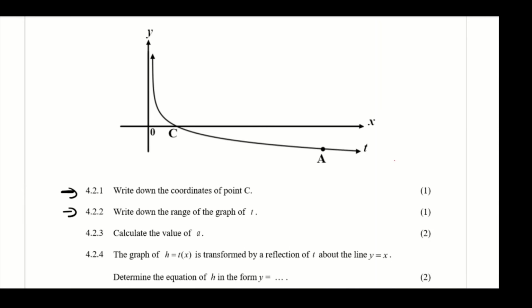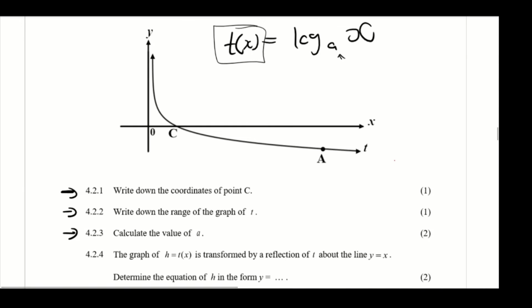And then now we are asked to find the value of a. So we know our T of x, the given equation, is log base a of x, right? And we want to find this a value here. To find this a value, you need to substitute a value for x and a value for T of x. So what are you going to use? You're going to use a point.